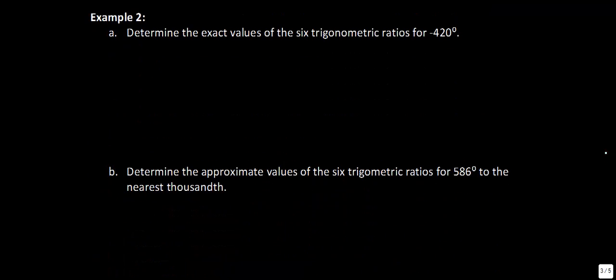So let's take a look at a couple examples right here where we'll start looking at all 6 of these trigonometric ratios. So we're not just dealing with sine, cosine, and tangent. As you see now, we have secant, cosecant, and cotangent. All right. So example 2 says determine the exact values of the 6 trigonometric ratios for negative 420 degrees.